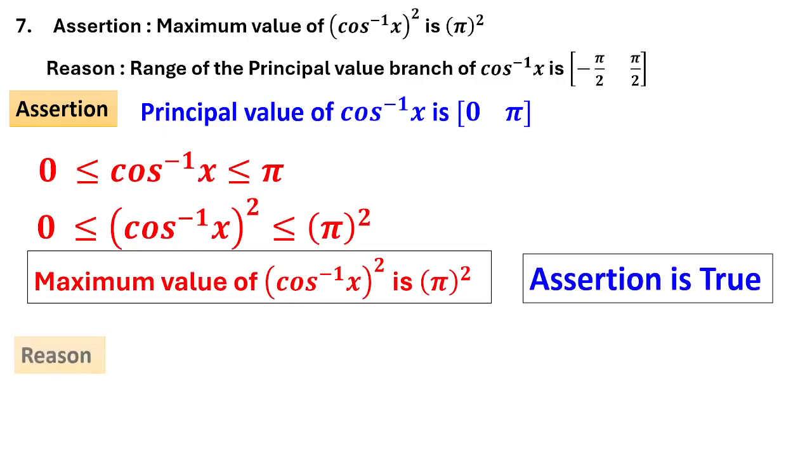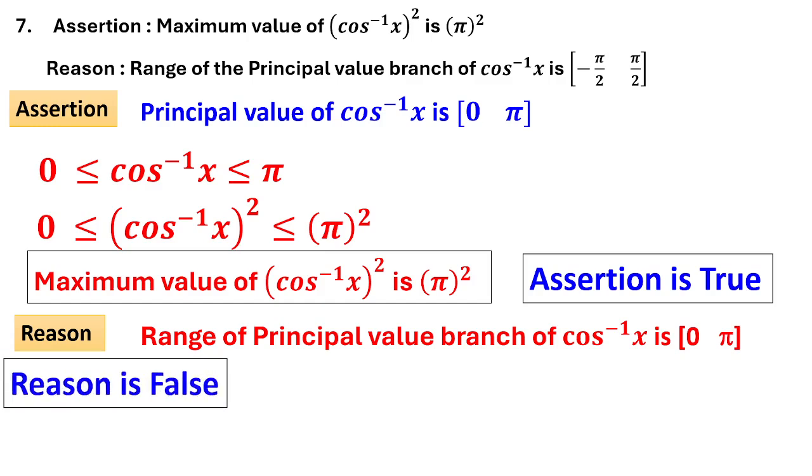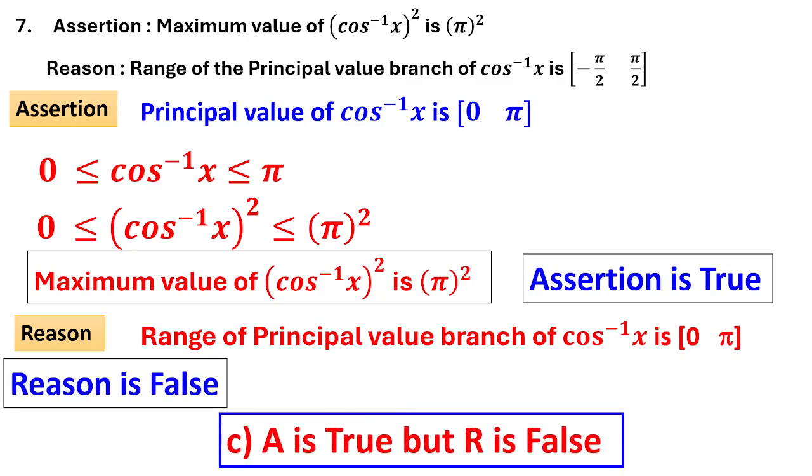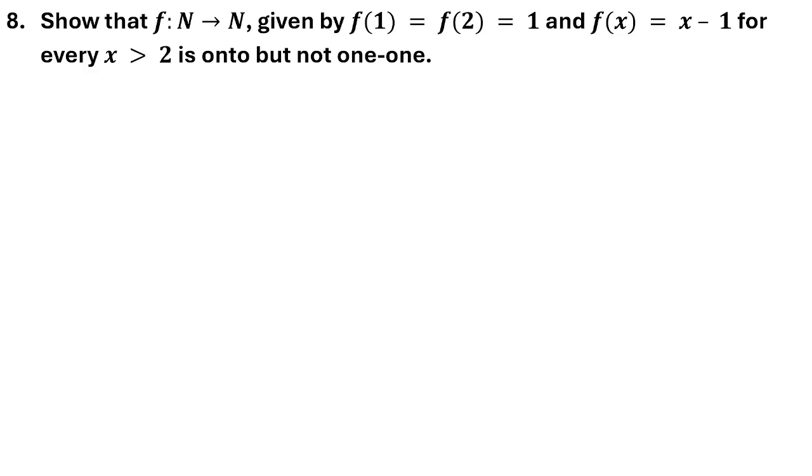Therefore, the assertion is true. But remember, the principal value branch of cos inverse is 0 to pi, so the reason is false. Therefore, assertion is true and reason is false. As I already told you, if one of them is false, the other should be true. Anyway, I think this is as per the present choice options. Let us go to question number 8. Now I am showing you the graph of cos inverse x. The maximum value you are seeing is attained at x = -1, and it is 9.87. All of you know that it is 3.14 something, the whole square, pi square, (22 by 7) the whole square.